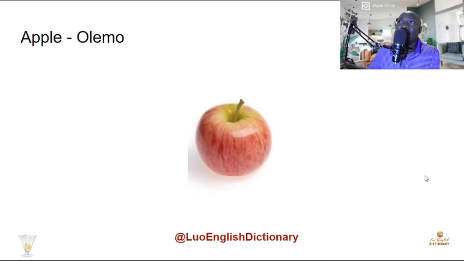Then apple. Apple, I don't know the Luo name, but we just call it olemo. I don't know whether it has one, but for now we just call it olemo. Olemo is a general name for any fruit. So any fruit you just call olemo. If you don't know the name, just say, pass me the fruit. Mia olemo. Okay.